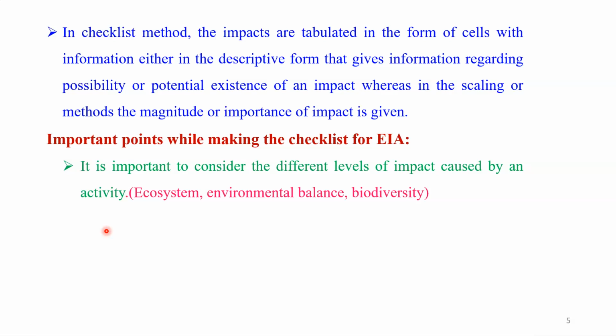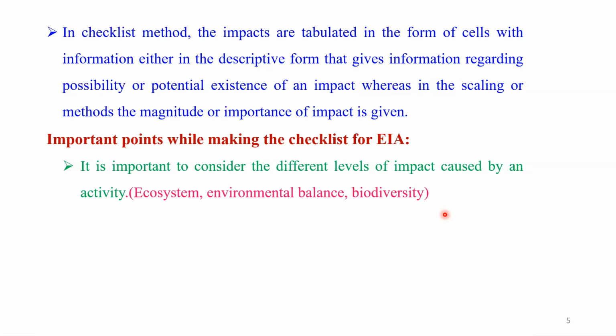So when you are making the checklist, keep in mind that you have to tick mark the impact as the primary level, as the secondary level, or the tertiary level, and so on. So we have to cover the various levels that the project will affect when it starts. So this is very important. The same thing you can apply with respect to the ecosystem, with respect to the environmental balance, with respect to the biodiversity of that region.